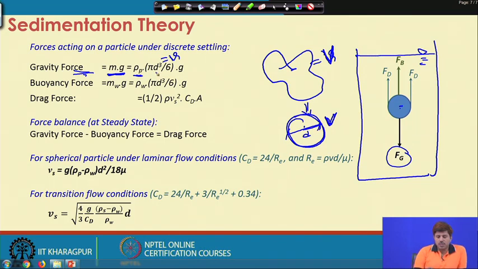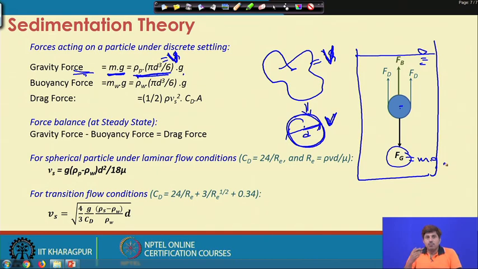So, if the equivalent spherical diameter is d, then pi d cube by 6 becomes the volume of the spherical particle. So, density into volume will give you the mass, and mass into g will be the total gravity force on this particle, which is equal to m into g.